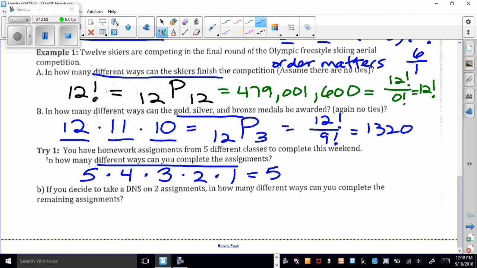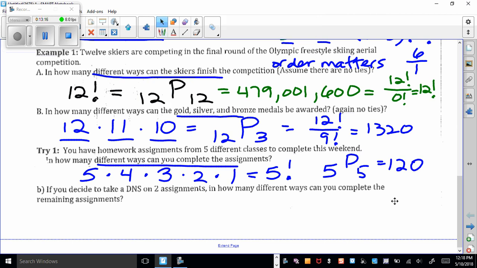So that is 5 factorial ways to do that. I had 5 things, order matters, and I'm arranging all 5. 5p5, and I think we did that already. That was 120.